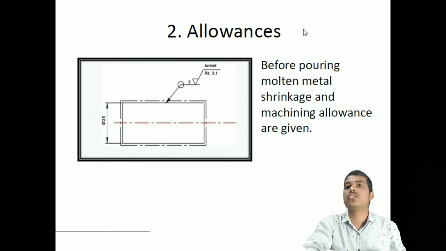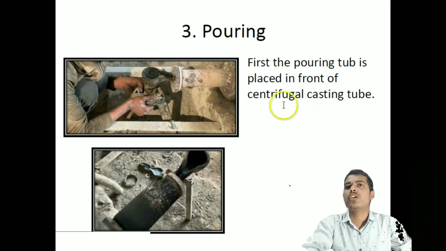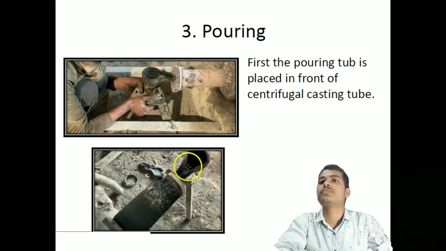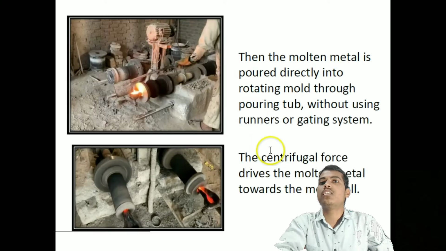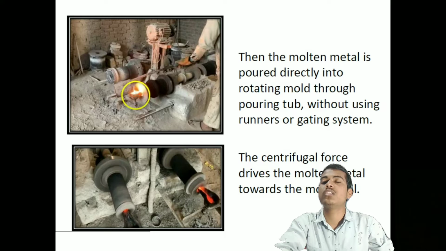Next is pouring. First the pouring tub is placed in front of the centrifugal casting tube, like this. This man is placing the tub in front of the centrifugal casting tube. Then the molten metal is poured directly into the rotating mold through the pouring tub without using a runner or gating system. The molten metal is first poured into the pouring tub, and then through the pouring tub it goes inside that mold. The centrifugal force drives the molten metal towards the mold wall.